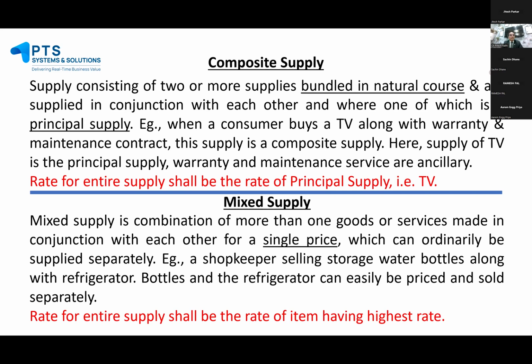Going ahead, if we talk about mixed supply, where you sell two or more products. Now, this is not bundled in natural course, or this is not a principal supply sale. This is two or more different items, not related to each other, but you are selling it for a single price. In local business language, we call it a package price. In that case, you will have to select the highest rate, whichever is applicable out of those products. So that will apply to the entire rate. You cannot charge individually different rates for different items. Right? Okay. Next.